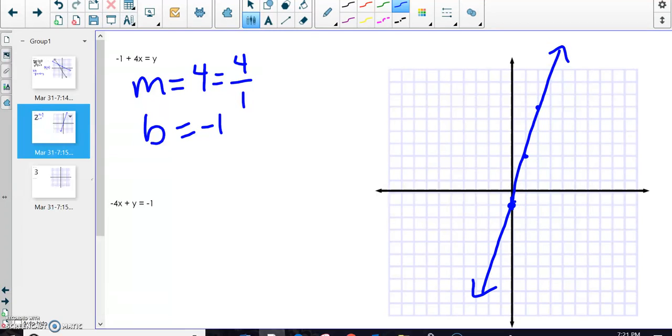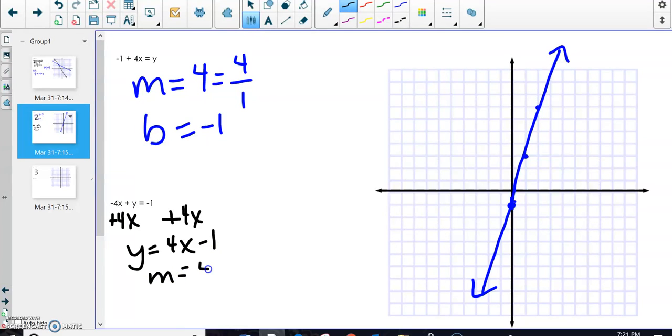Okay, let's look at the second equation. And I'm looking for where they're going to intersect. So the first thing I need to do is set this equal to y. So I'm going to add 4x to both sides here. And y is going to equal 4x minus 1. So my slope, do we notice something, is 4. And then my y-intercept is negative 1. So it's the exact same line.